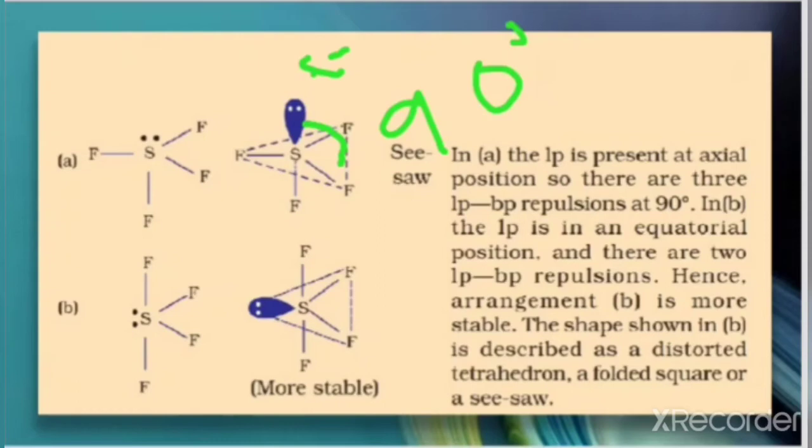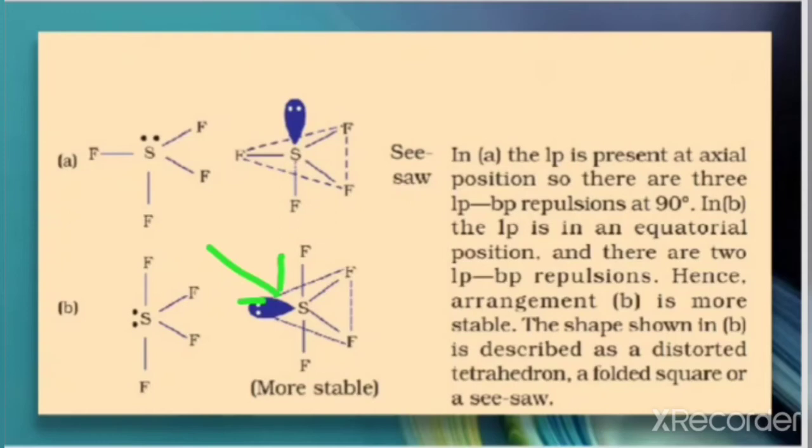But in this case, the lone pair and the other bond pair occupy a 90 degree angle. So where is the maximum angle here? That is in the case of this position. So that is the most right position where the lone pair occupies. It will occupy the equatorial position, not the axial position.